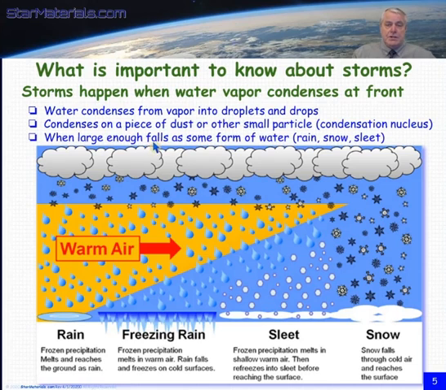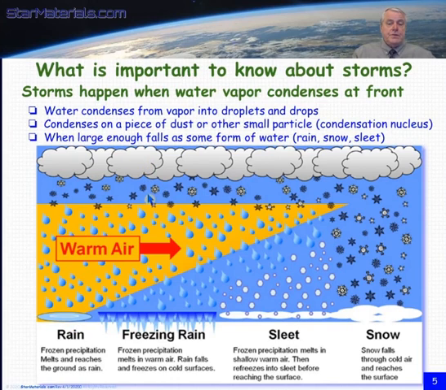Now, when they're large enough, they fall as some kind of precipitation: rain, snow, or sleet. Now, let's go through some of these. Rain. Frozen precipitation melts and reaches the ground as rain. If you can see it, it's solid, because remember, water vapor is clear, so if condensed, it's in a cloud. And it's now solid. So as it falls, the warm air melts it and you get rain.